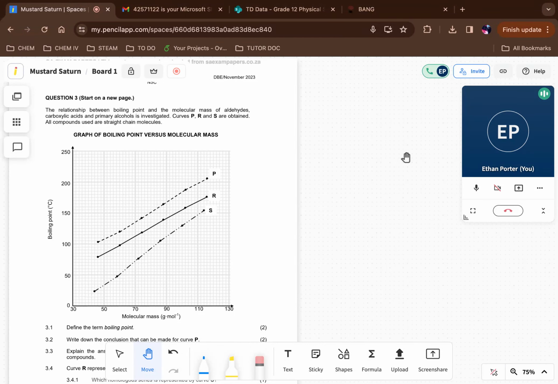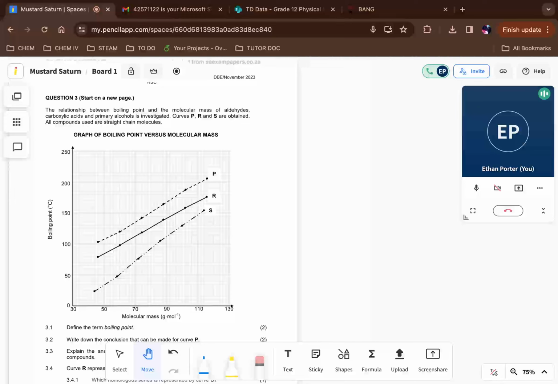Okay, hello everyone. We are continuing with Grade 12 Physical Sciences Paper 2 from November 2023. This is the long question section. Previously, we've done the multiple choice section in a separate video and question 2 in a separate video as well. And now we're moving on to question 3. So, question 3, diving straight into it.